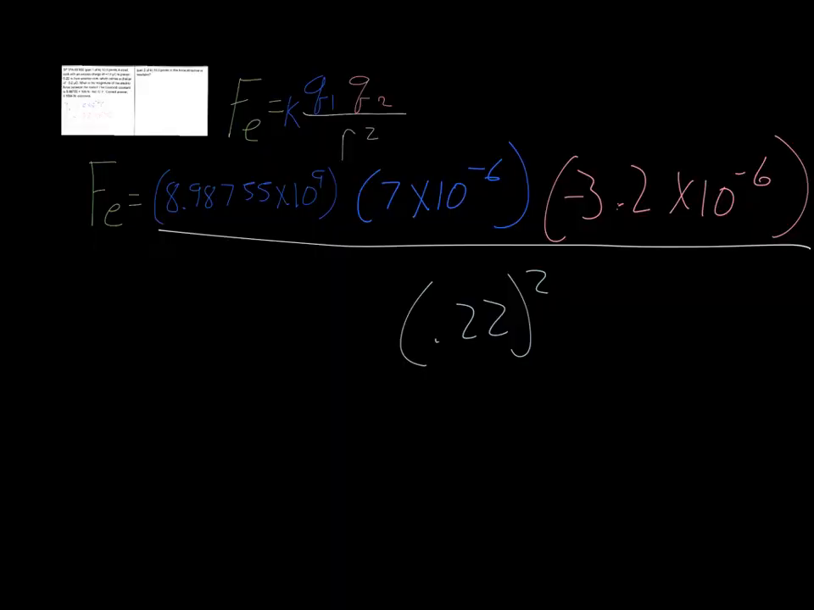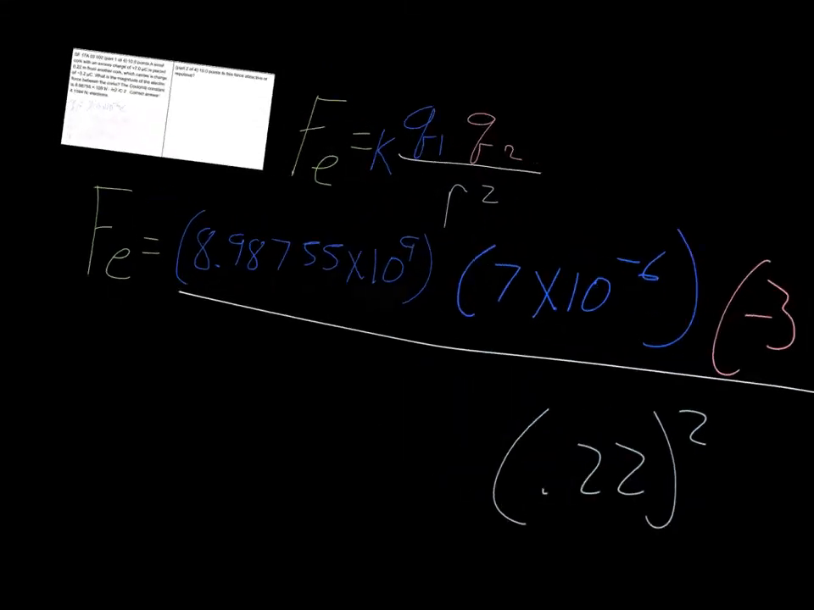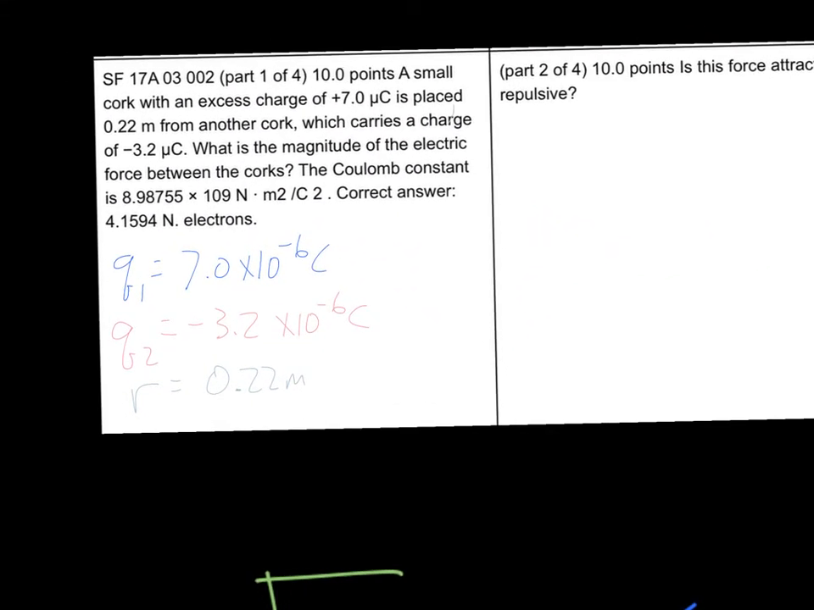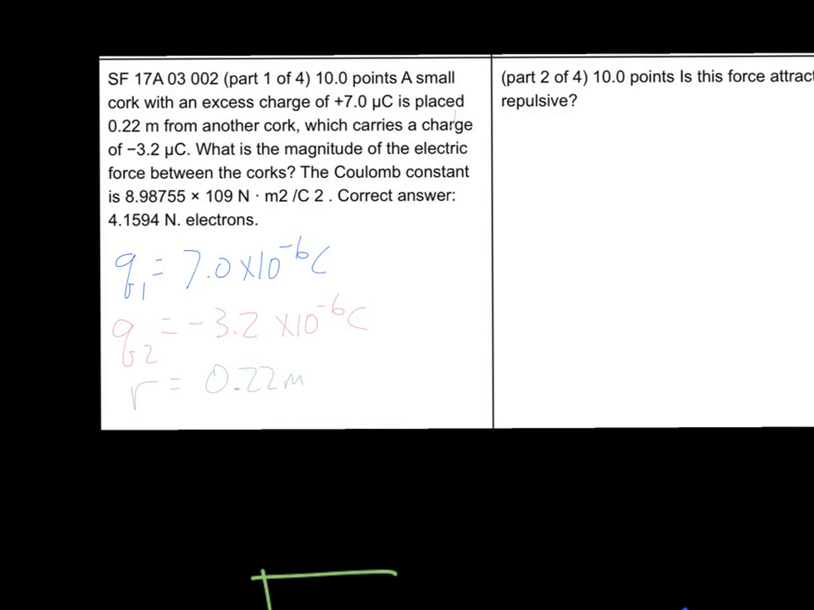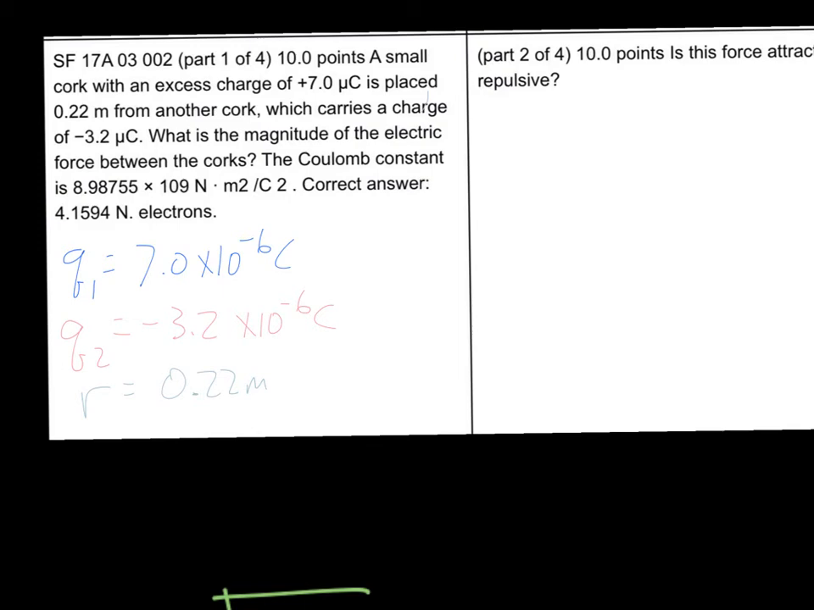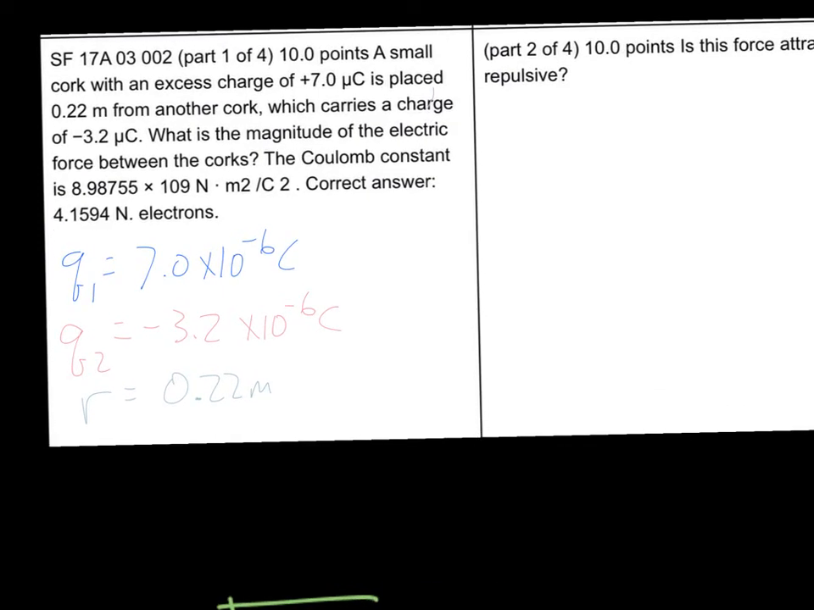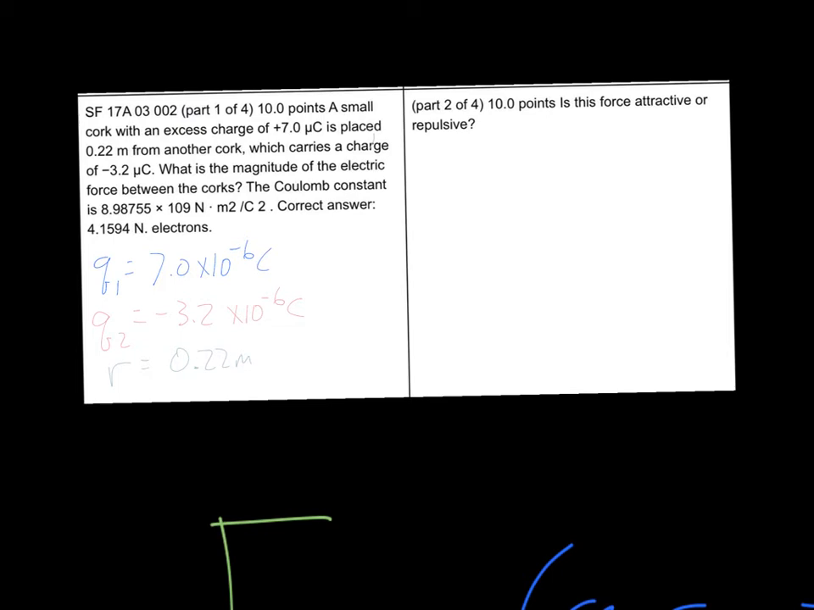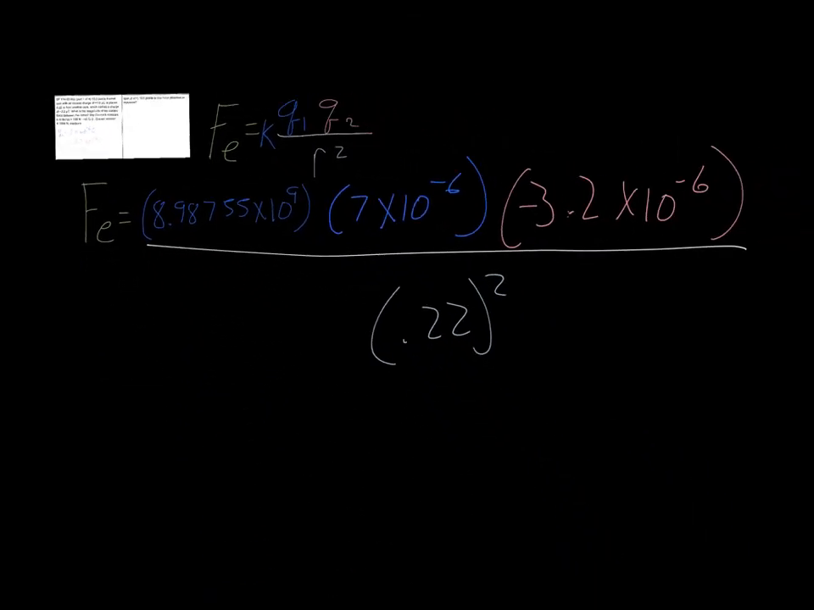Alright, so I set up the equation based upon what you see here. I'm going to zoom in real quick so you see that my constant is 8.98755 times 10 to the 9th newtons. Okay. Now from there, we are going to zoom back out. We also see the charges there of 7 times 10 to the negative 6 and the red charge of negative 3.2 times 10 to the negative 6. Our R is 0.22 meters.